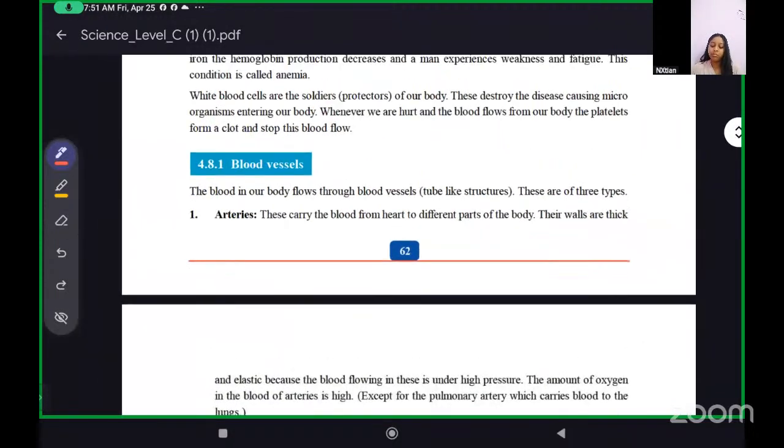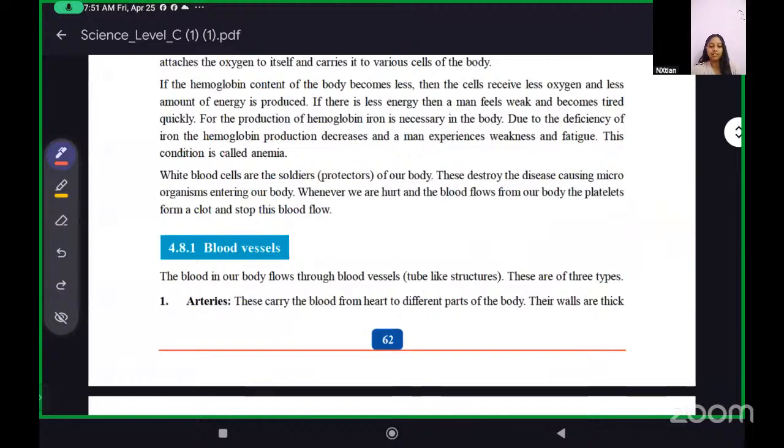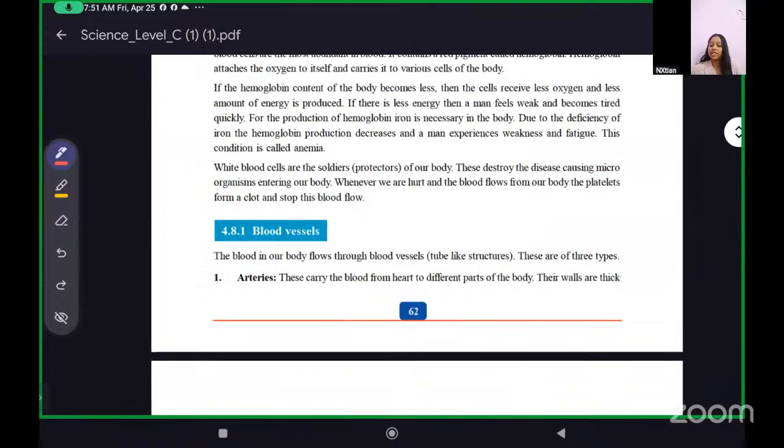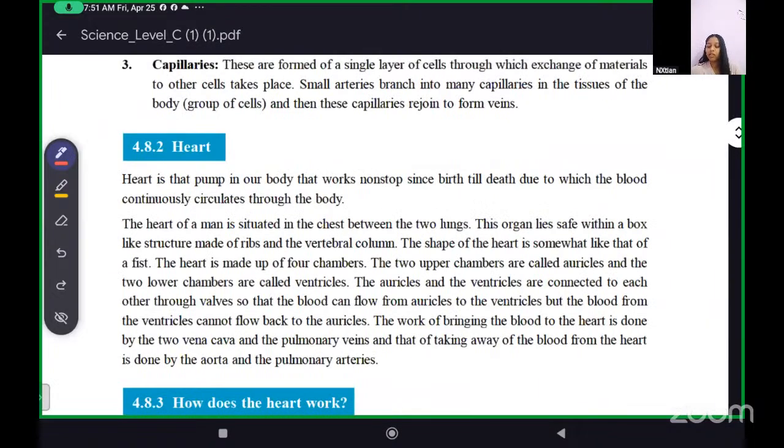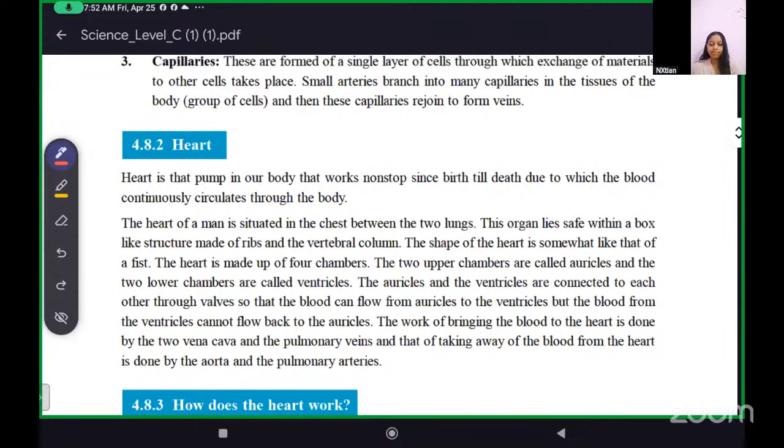Can you all name me the three types of blood vessels? Arteries, capillaries, and veins. Very good, Abraham. Okay. Now next we have the heart.